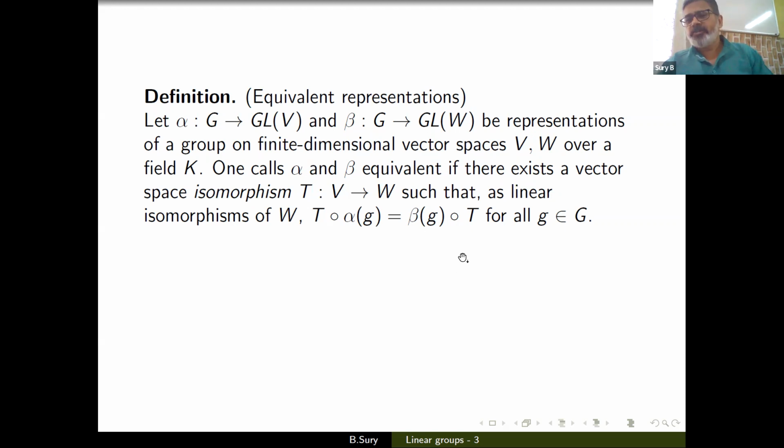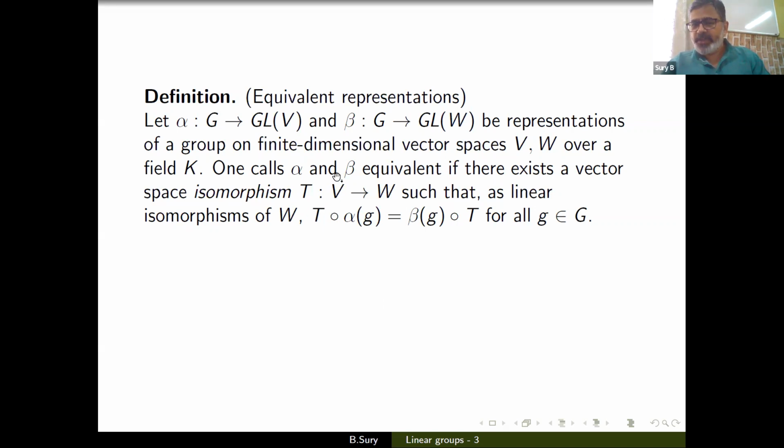Okay. So when are two vector spaces isomorphic, that we know. So V and W should be isomorphic as vector spaces, but then the representations being isomorphic simply means the action of G on V is carried over to the action of G on W by this isomorphism, which is simply one way of saying that T of alpha G is beta G of T. Meaning the isomorphism between V and W, say T, satisfies the following property.